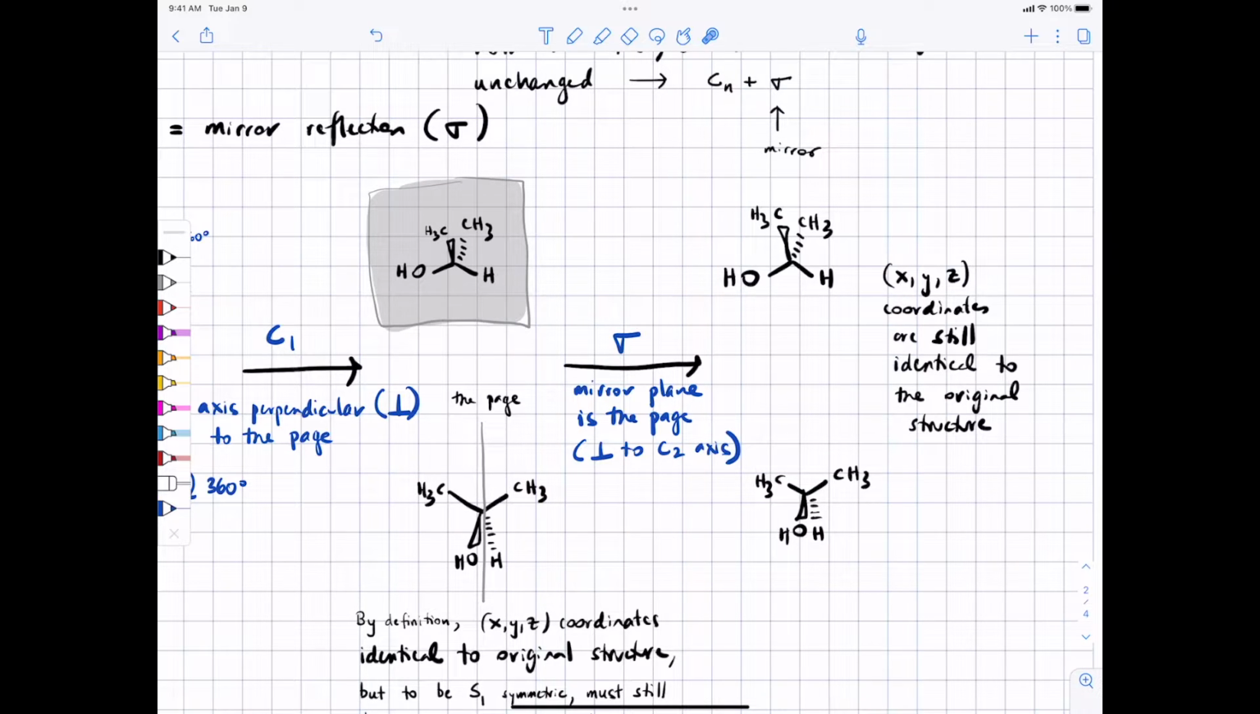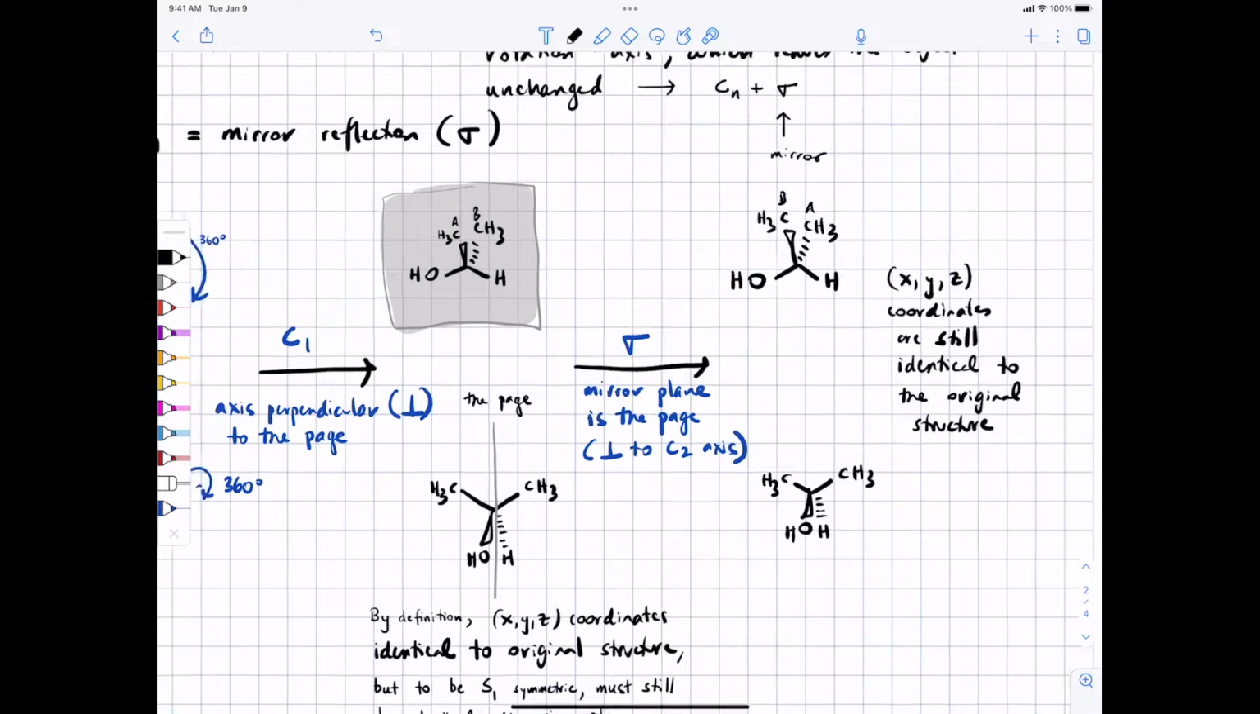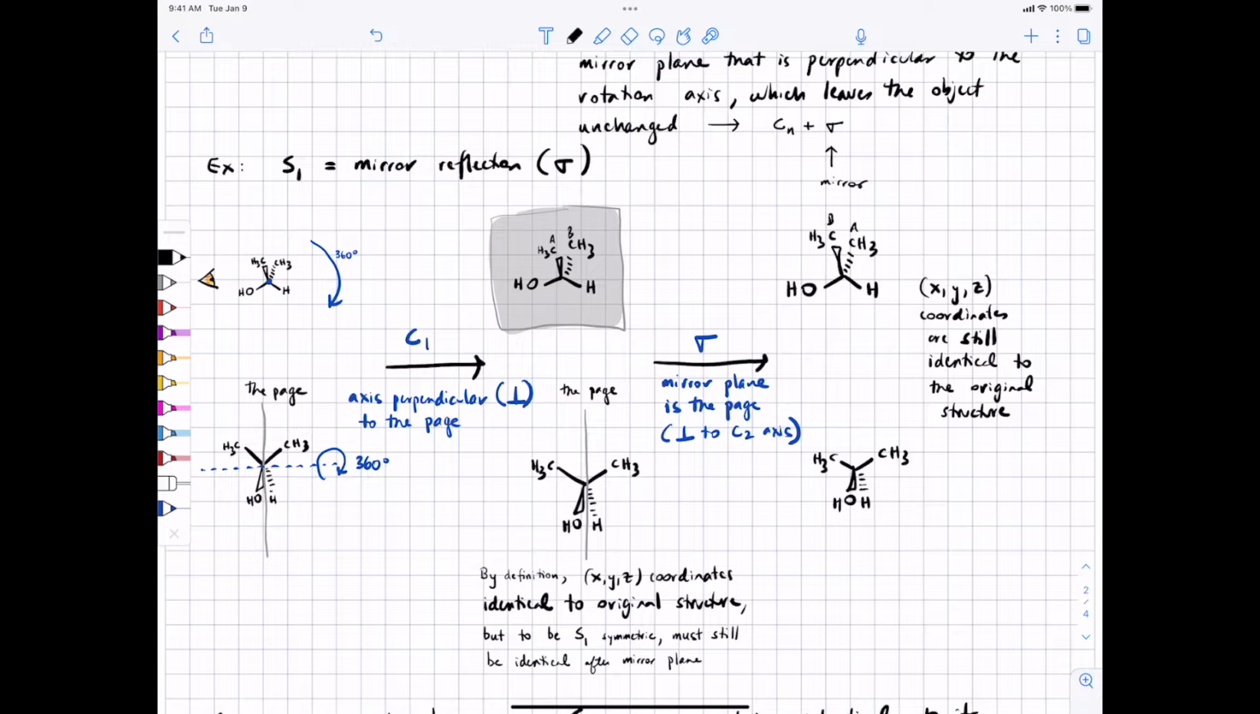All right, that's fine. So the mirror contains the oxygen and the hydrogen, and it exchanges the positions of these methyl groups. If we were to label this one A and this one B, after the mirror, this one is B and this one is A. And yet, the XYZ coordinates are still identical. And so, by definition, this molecule is the same as its mirror image and is not chiral. So that's what an S1 axis is. And any molecule that has an S1 axis is its own mirror image and is therefore not chiral, right?